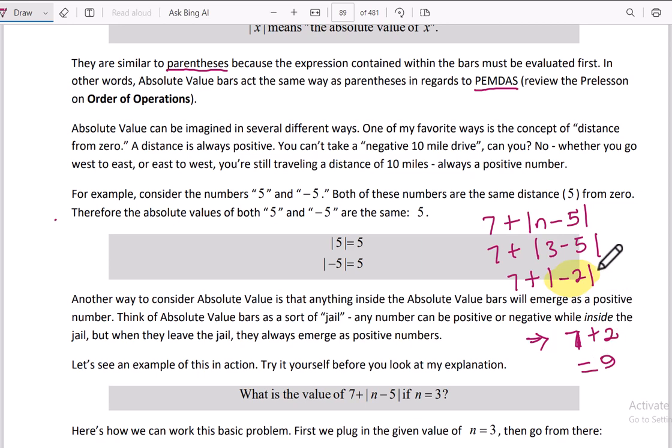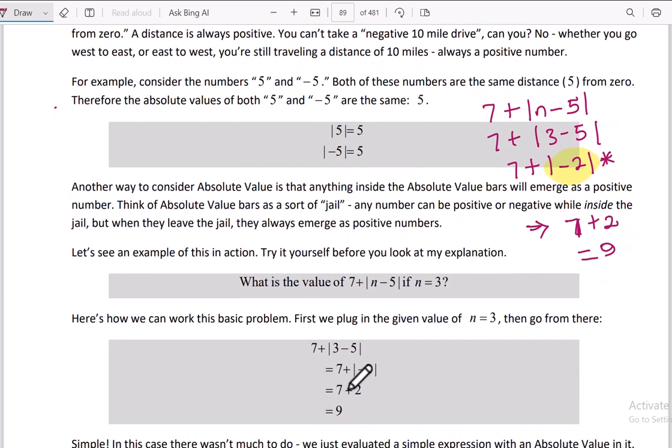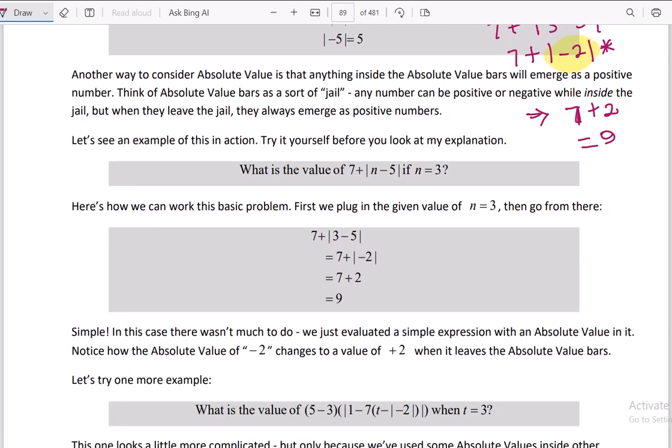I want you to pay attention to what happened here, and this is where everything is going to be focused. Let's see what they did and how they were able to fix it. See, they also got 9. So what was the major thing they did? They just applied the absolute value rule here, and that's it. So let's just get right into more examples.